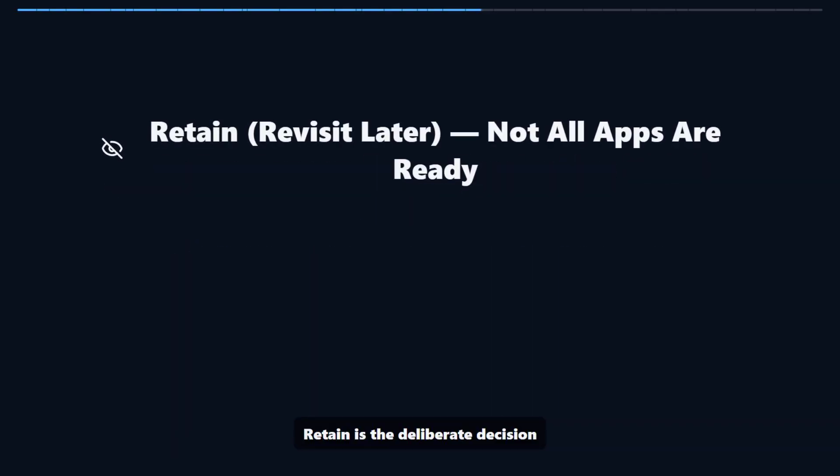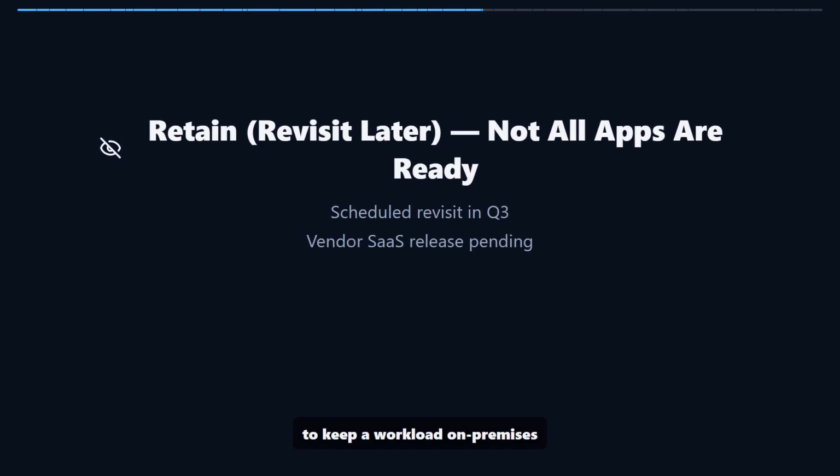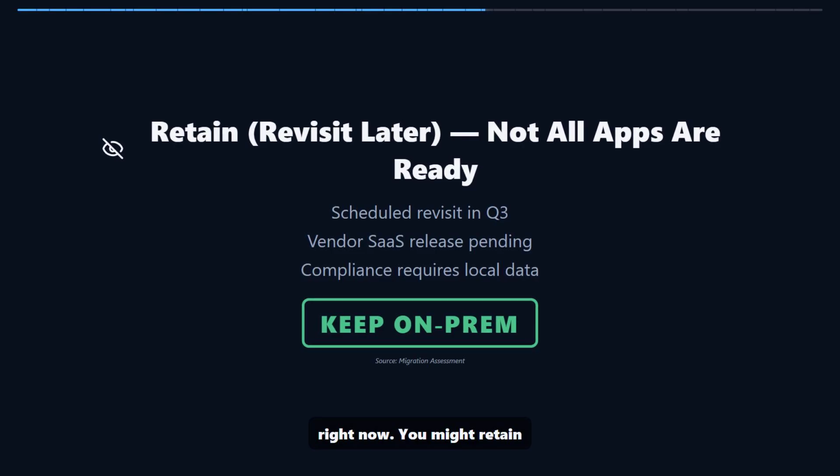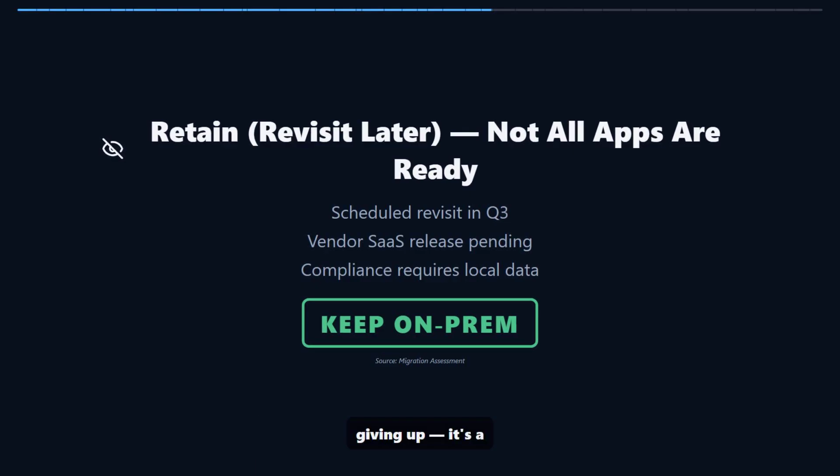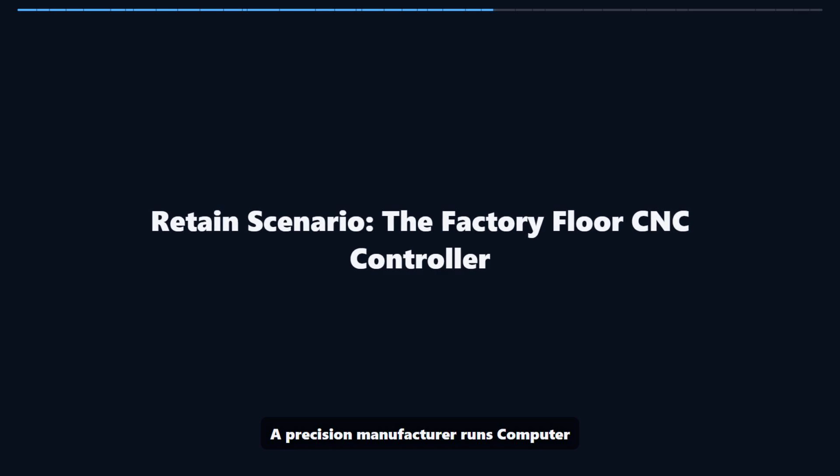Retain is the deliberate decision to keep a workload on-premises because moving it isn't feasible right now. You might retain an app if the vendor is planning to release a SaaS version soon, or if a compliance rule keeps it in-country. Stamping Keep On-Prem isn't giving up. It's a scheduled revisit.